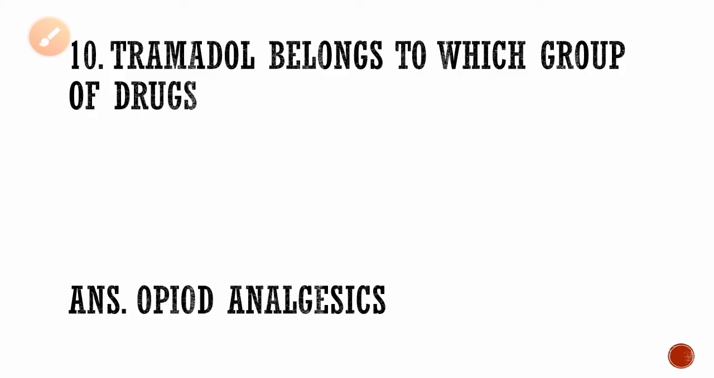Next, 10th question, tramadol belongs to which group of drugs? We all know usually many older people in our country take tramadol for their knee pains and every body pain. So actually what is it? It is an analgesic for sure. We all know it is a painkiller, but it is an opioid analgesic. Okay, it is an opioid analgesic.